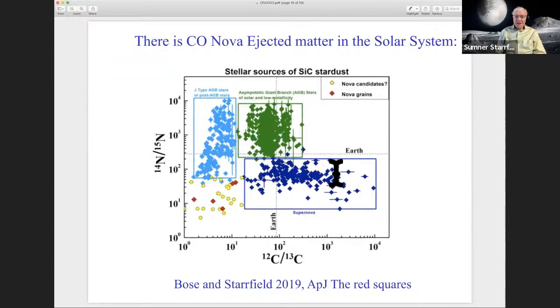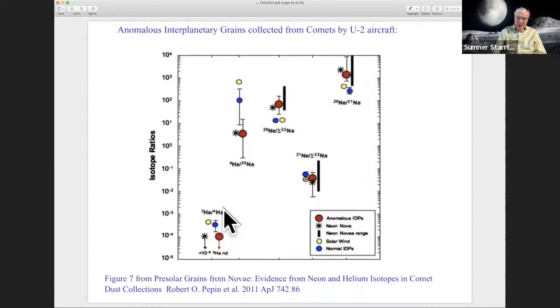There's CO nova ejected matter in the solar system. This is done with Maitri Bose. These red points are actual pre-solar grains that fit our CO predictions, published in 2019. Published earlier, Bob Pepin, who did neon E a long time ago. The asterisks are predictions of neon novae, and the red are anomalous interplanetary grains collected by U2 aircraft. Okay, and you can see they fit pretty well. So there's oxygen neon grains too.